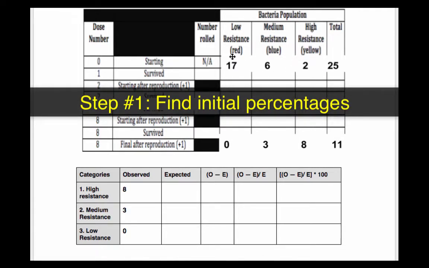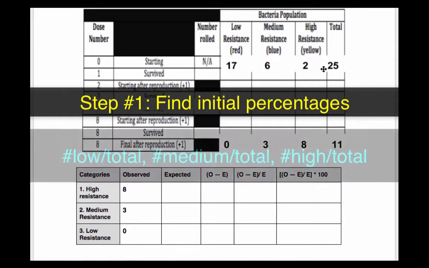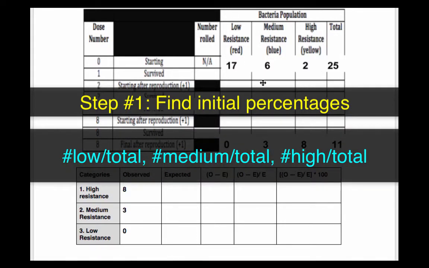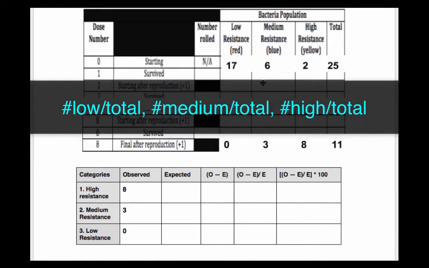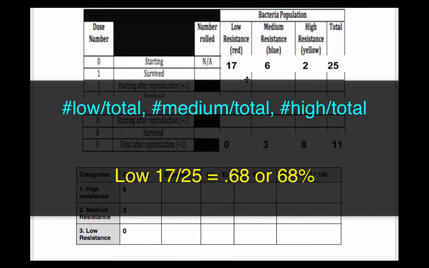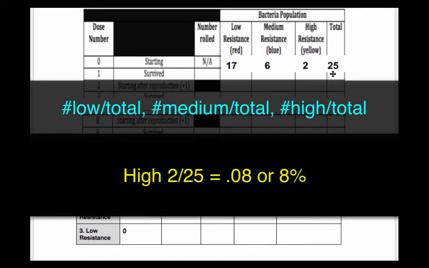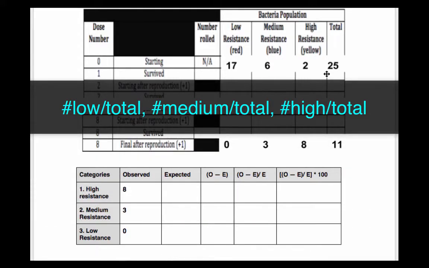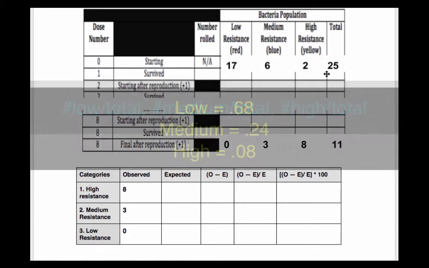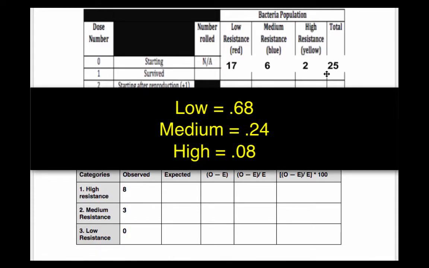To do that, we take our 17 divided by our 25, and we get 0.68, which is the same as 68%. Then we take our 6 divided by our 25, we get 0.24, which is 24%. Then we divide our 2 by 25, that's 0.08 or 8%. Now, actually using the decimals is fine. So we have our 0.68, our 0.24, and our 0.08.